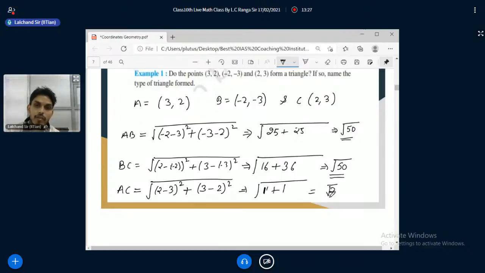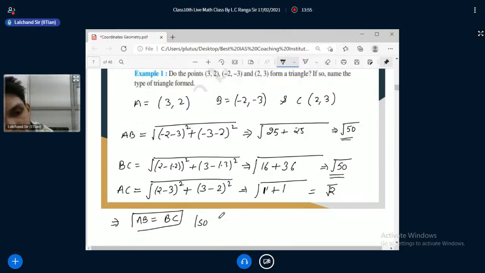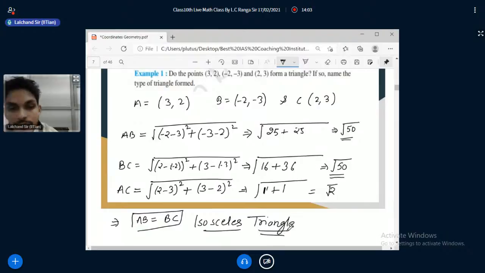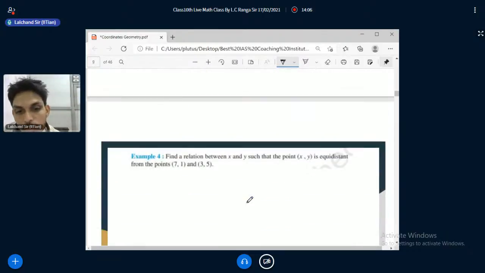Now can you tell me what kind of triangle is this? With the help of side, can you tell me what kind of triangle is this? Can you identify? Yeah, absolutely right. This is isosceles because AB equal to BC, two sides are equal. So we can say okay. So let us try to solve some more questions.